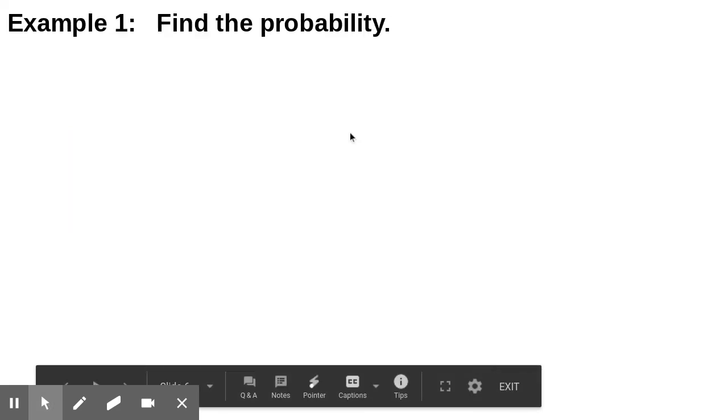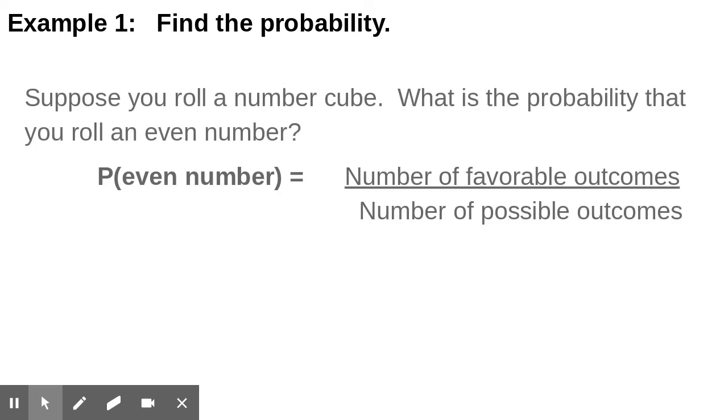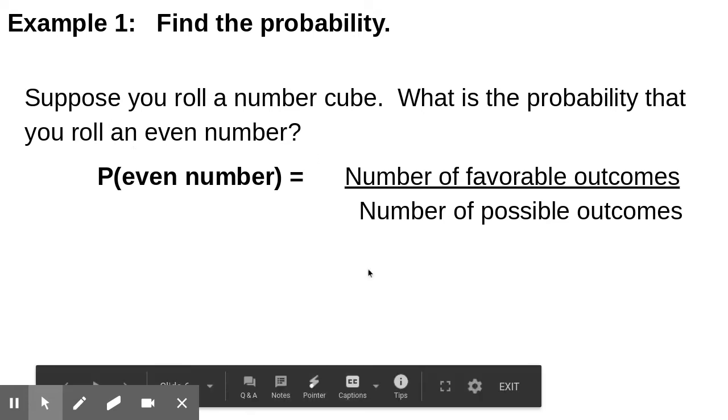Okay, so now let's find some basic theoretical probability. So suppose you roll a number cube. And when I talk about a number cube, I'm talking about a 6-sided cube that you would play with in a game of Yahtzee or whatever board game that you're playing. Okay. What is the probability that you roll an even number?